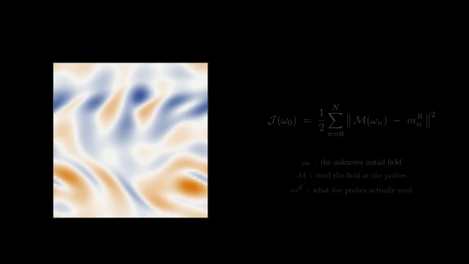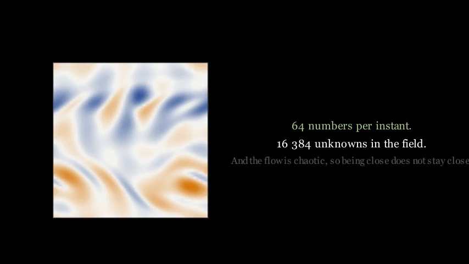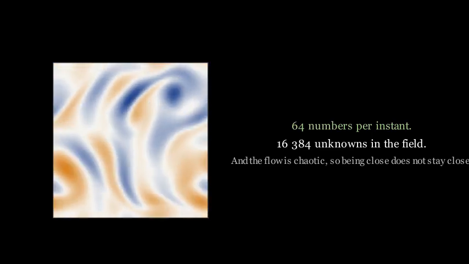And it is a badly ill-posed job. At the resolution the paper runs, 64 probes are being asked to determine 16,000 unknowns. And the flow is chaotic, so an initial guess that is merely close does not stay close. It becomes a different flow.